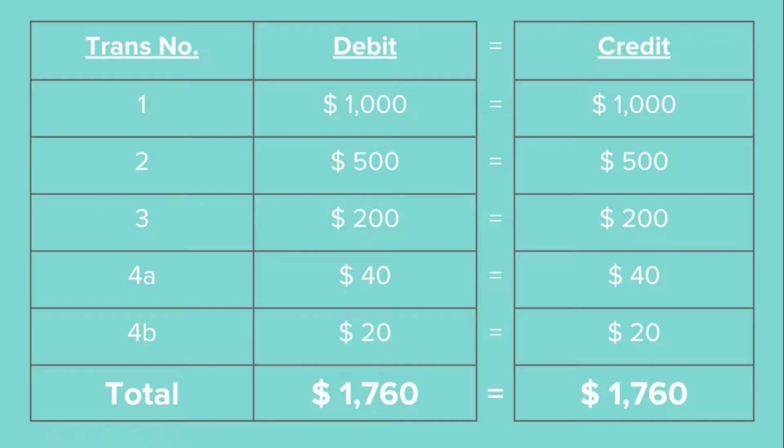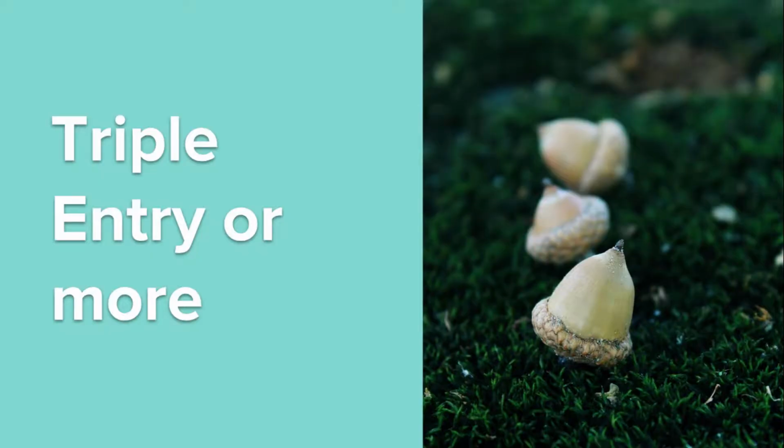Now, it's time for Rachel to review the accounts. There's a total of $1,760 debit and the same amount credit. This will ensure that the scale of the accounting equation remains balanced at all times, even after all of the accounting transactions have been recorded. Triple entry or more.